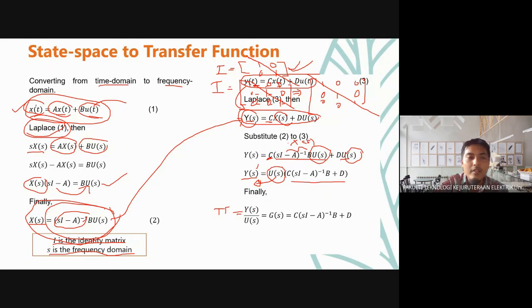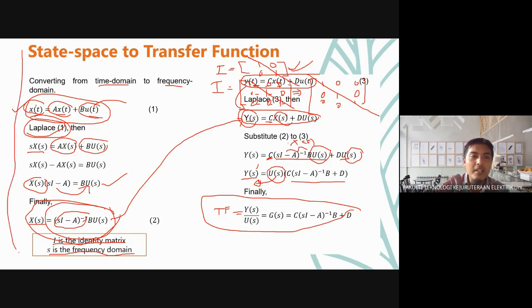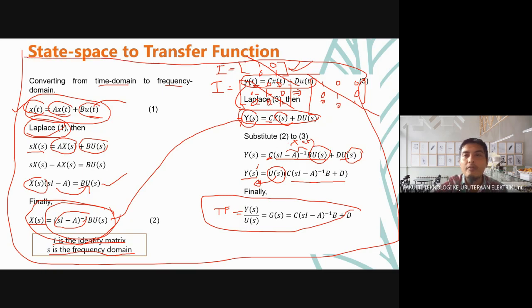So that's why you must use this formula in order to obtain the transfer function from the state space. Okay, please always remember this. This is really very important: how to prove, how to get the formula from state space to transfer function.